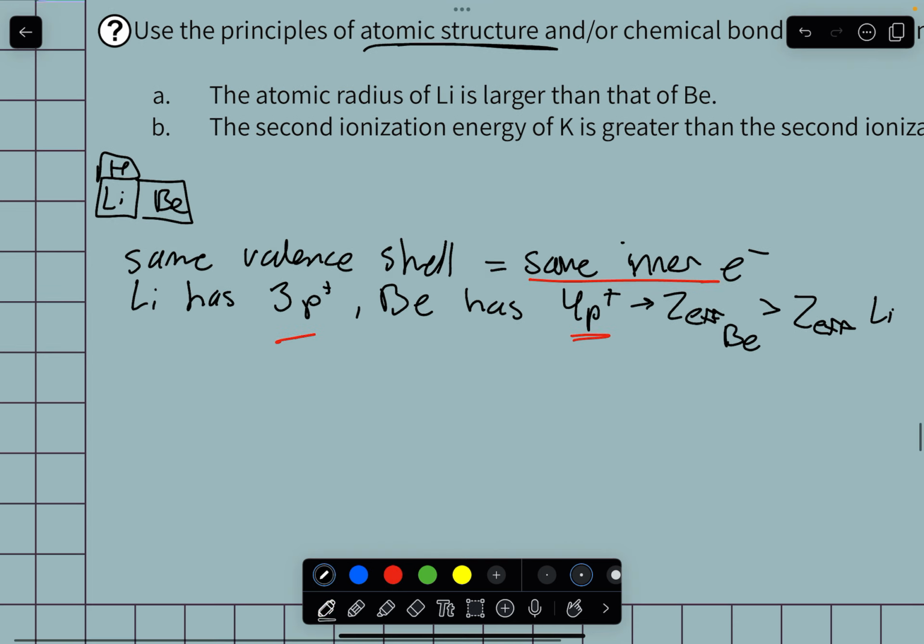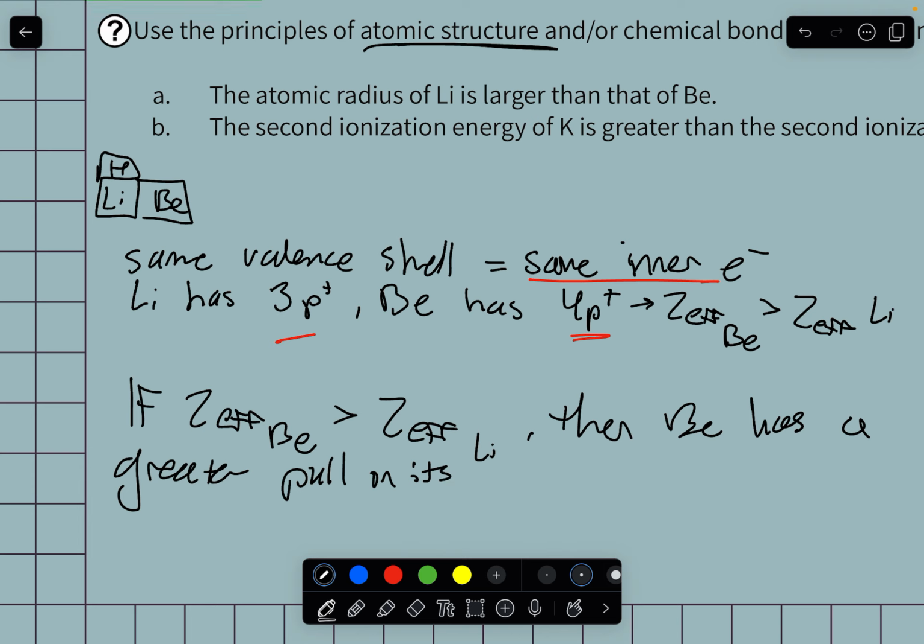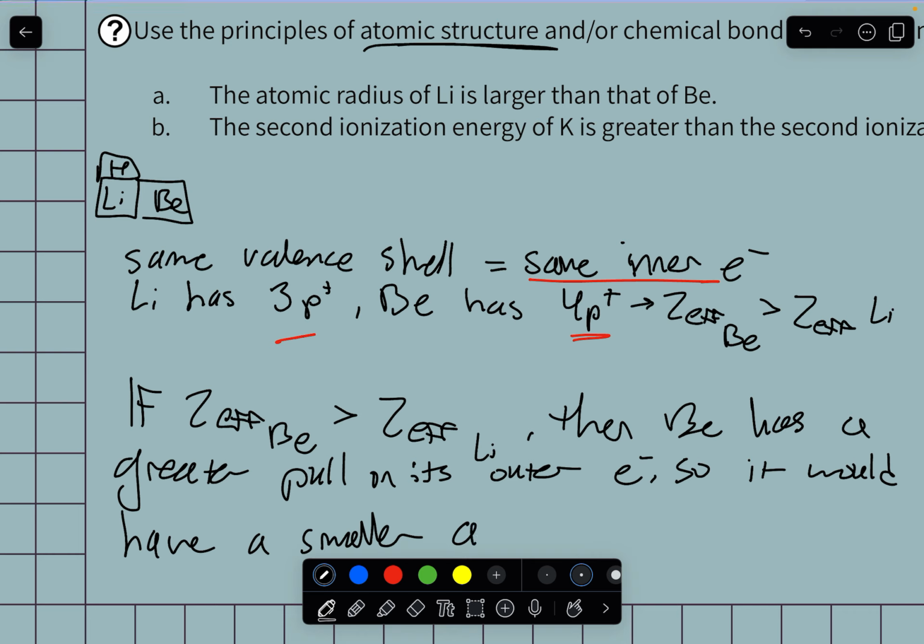Okay. So we know that if the effective nuclear charge of beryllium is greater than the effective nuclear charge of lithium, then beryllium has a greater pull on its outer electrons, so it would have a smaller atomic radius.